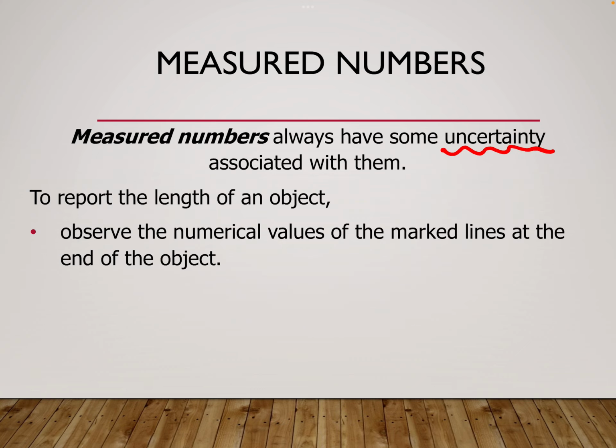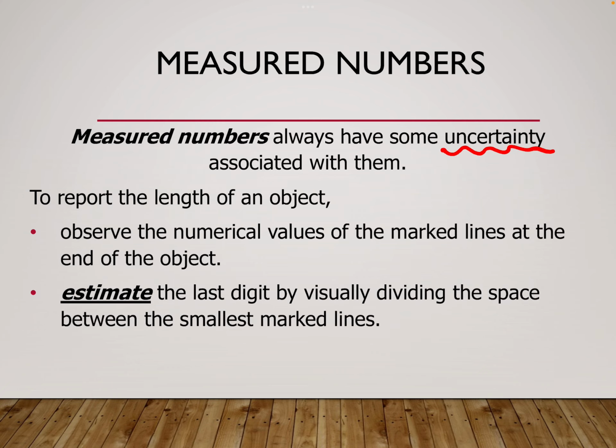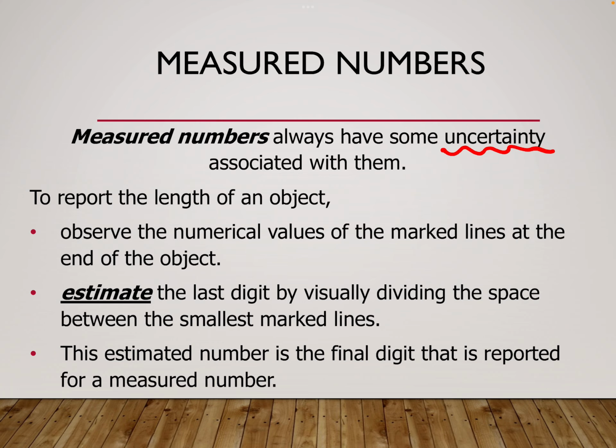So for example, when we are reporting the length of an object, and we're going to look at some examples here, you're going to observe the numerical values, the marked lines at the end of the object, and then you're going to make an estimate of the last digit. You're going to visually divide up the space between the smallest lines and make an estimate as to one more digit. And that estimated number is the final digit that's being reported for a measured number. So you're going to have a bunch of numbers that you know for sure, and then one digit that you are going to estimate, which is why these measured numbers always have some kind of uncertainty, because they require an estimate at the very end.